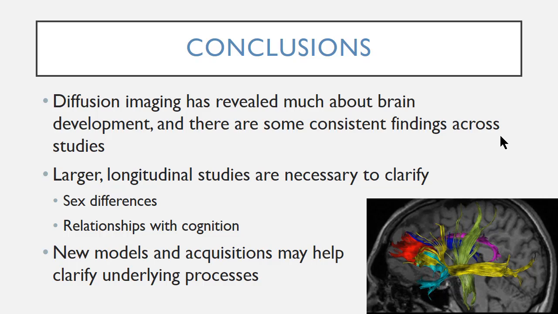So in conclusion, diffusion imaging has revealed a lot about brain development, and there are some consistent findings across studies. But there's a really big need for larger and longitudinal studies to clarify things like sex differences and relationships with cognition. And there's also a need for new models and acquisitions that can help us clarify what is changing in the underlying processes.